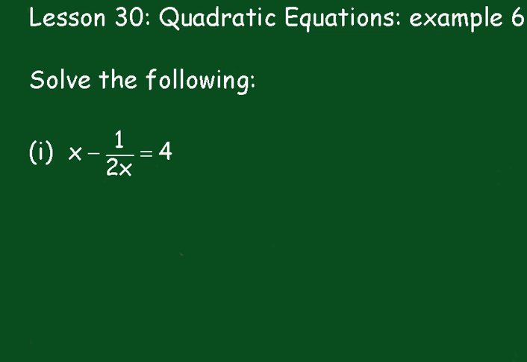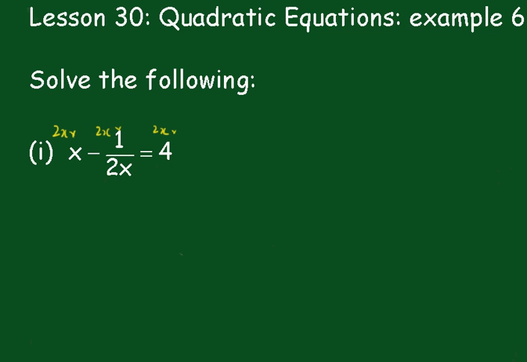Lesson 30, quadratic equations, example 6. Solve the following: x minus 1 over 2x equals 4. Now I'm going to multiply throughout this equation by 2x to eliminate that 2x there. So it'll be 2x here, 2x here, and 2x there.